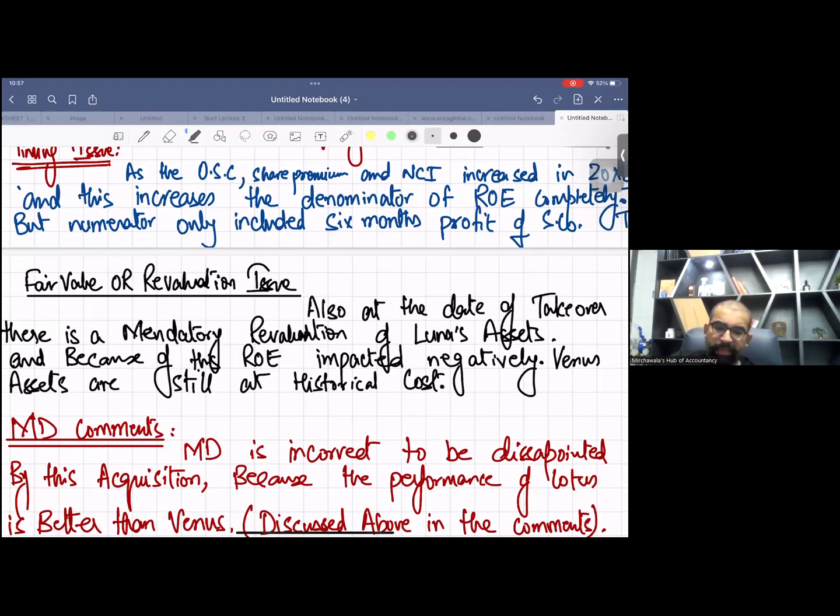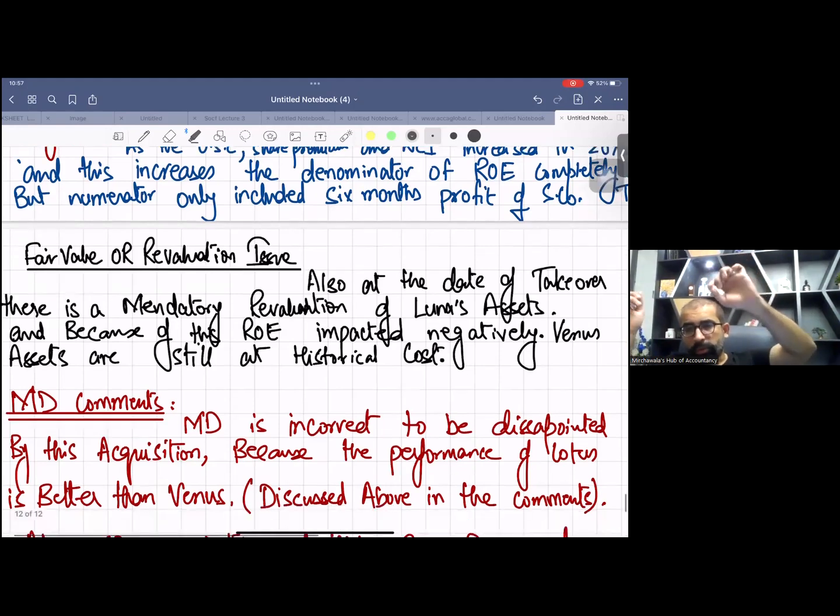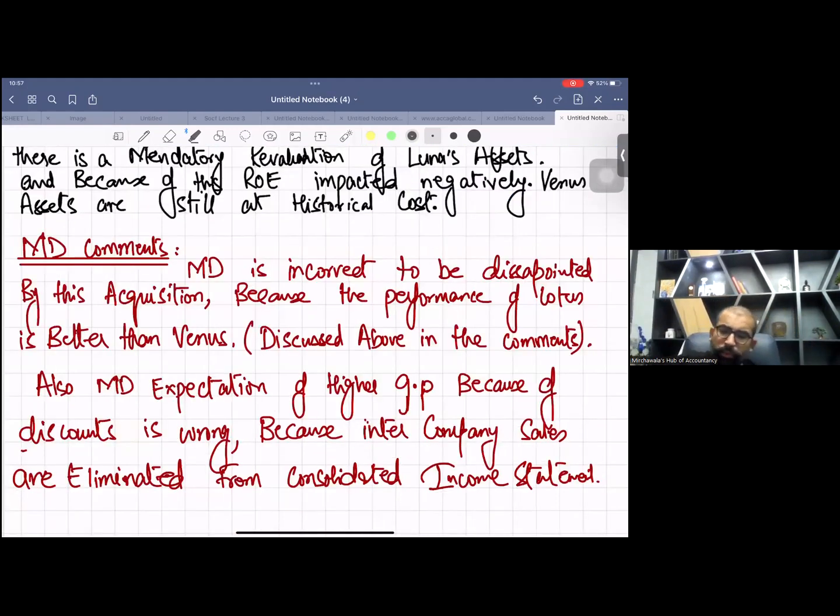Now, MD comments, the easiest thing, which I taught you in the first go. There are two mistakes by MD. The first thing, MD thought that the benefit of discounts from subsidiary to parent, from S to P sales, should be reflected in the consolidated books. This is wrong, because we eliminate intercompany sales and all these things.